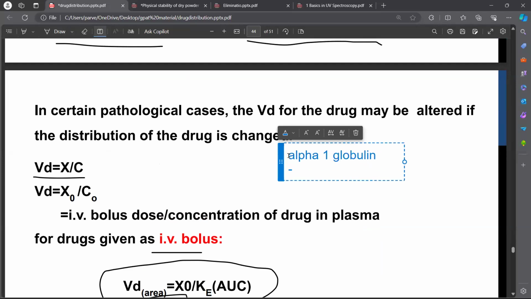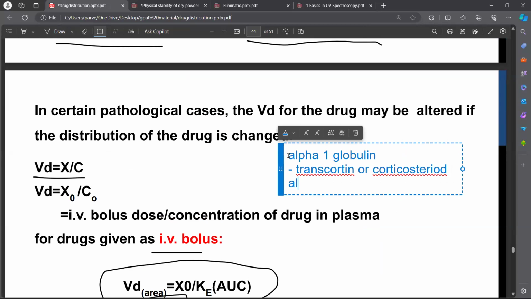Alpha 1 globulin is also known as the transporting protein or corticosteroid binding site. While alpha 2 is called ceruloplasmin, and it binds to vitamins like A, D, E. Beta 1, mainly transferrin, binds to beta 1. So these are the different types of globulins which are present in our body.